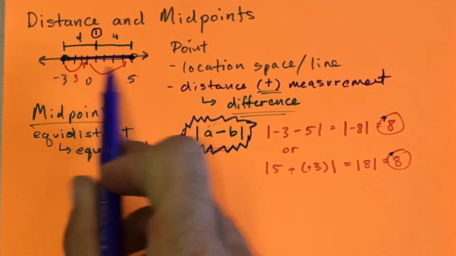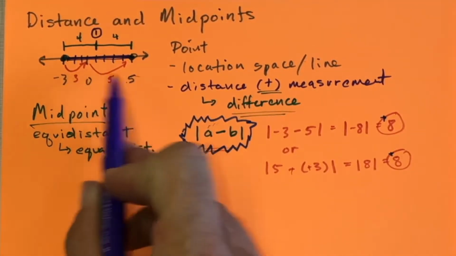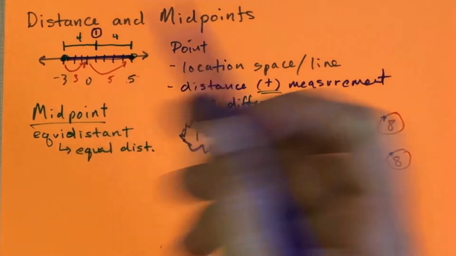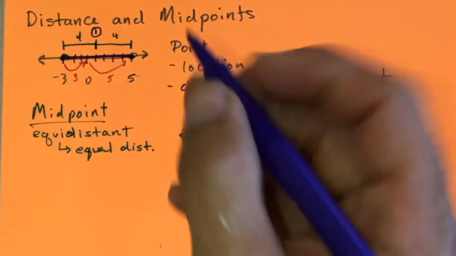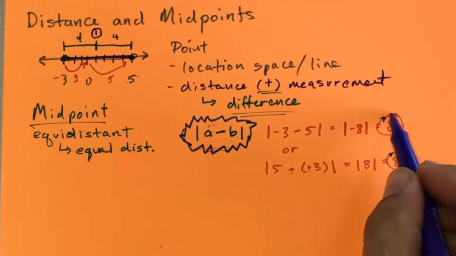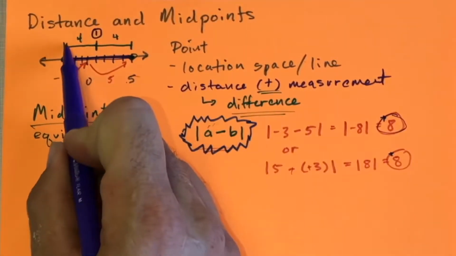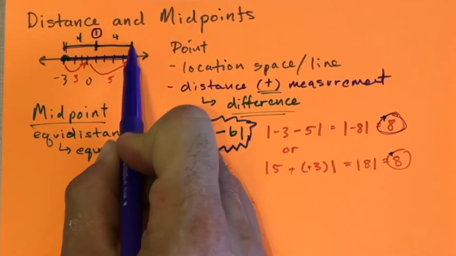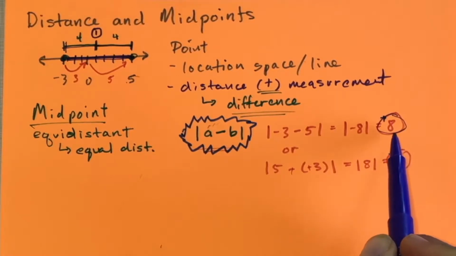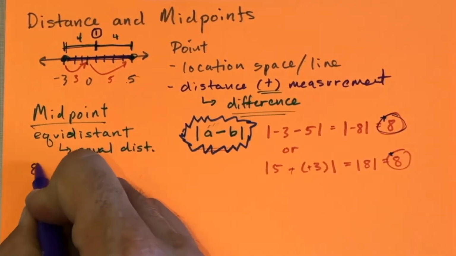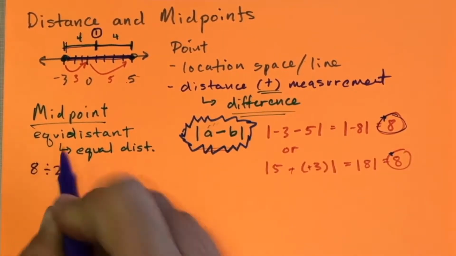But again, we don't always have a number line, and maybe not so much easy numbers to work with. So how can we find a midpoint with a formula? Well, our distance was 8, and notice we traveled both equidistance of 4. How do we get that number 4? Well, basically we divided 8 divided by 2.